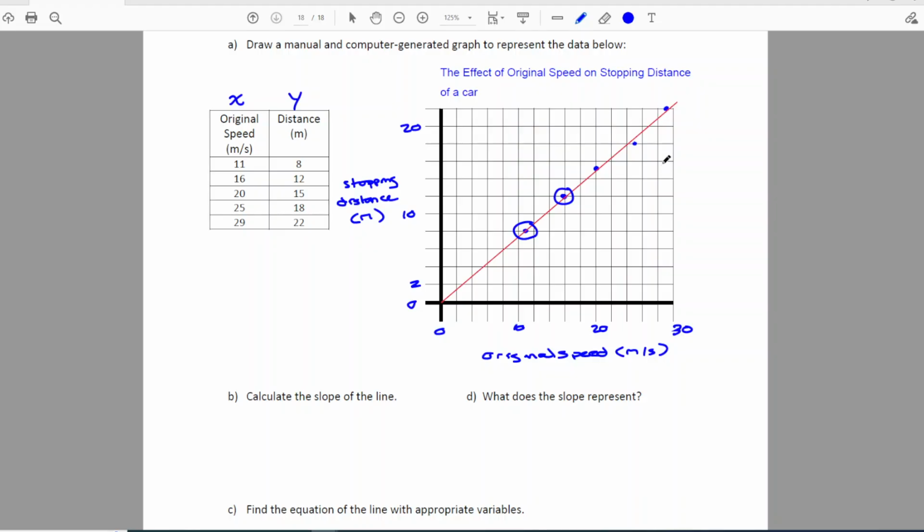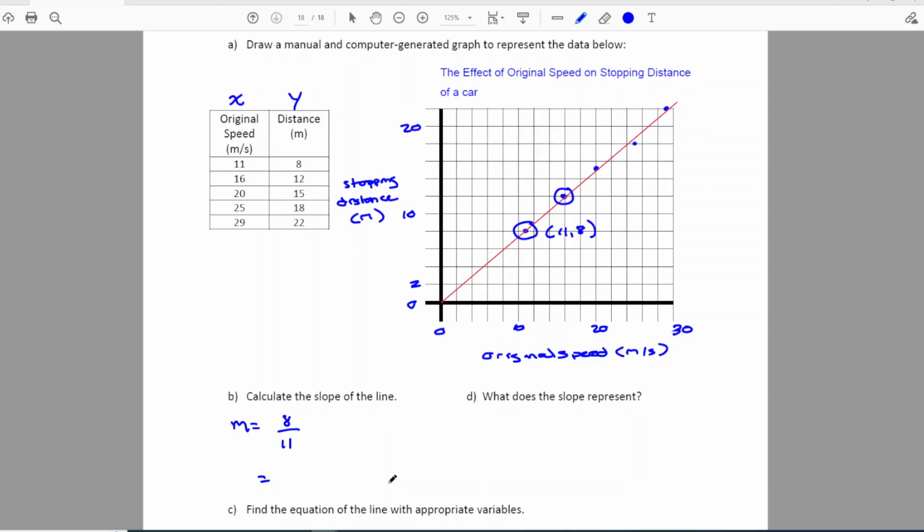But for this one, I actually will. Which one do you think is better? I'm going to say this one is actually the best. So I'm going to say that 11, 8 is what I'm going to use to calculate the slope of a line. So again, it's rise over run. So I'm going to rise 8, and I'm going to run 11, or y2 minus 0 over x2 minus 0.